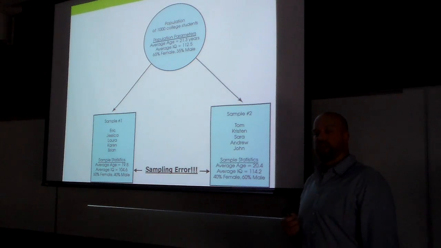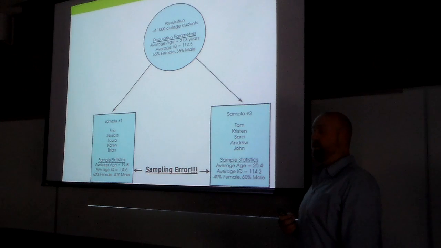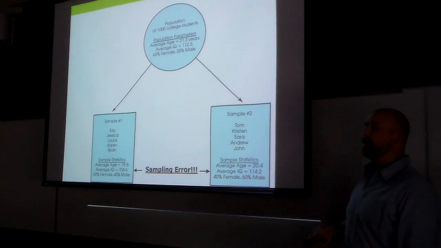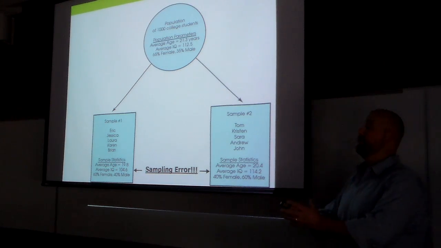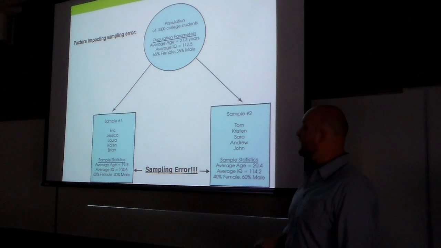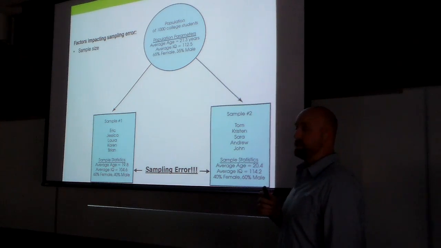Am I ever going to get rid of sampling error? Never. What if I have the very best methods? Still going to have sampling error, right? Now there are some certain things that we can do to reduce sampling error, right? And these are things we should do. If we think about factors impacting sampling error, sample size.